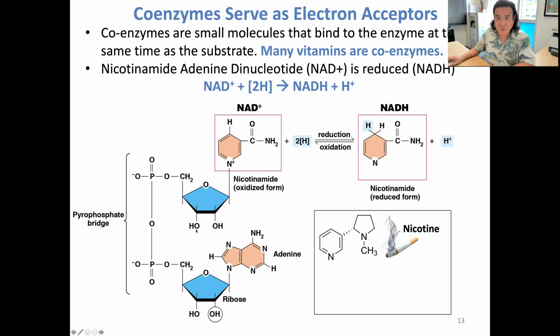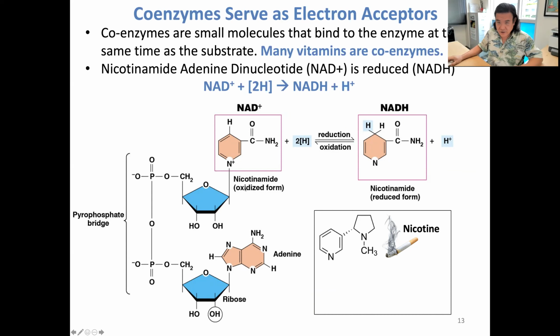So coenzymes are small molecules that bind to an enzyme at the same time as a substrate, and they serve as where the electrons that are taken off of the substrate can be dumped so that the enzyme then lets go of both things and that enzyme is free to work on another substrate. It's not burdened by the two electrons that it took off. Here's an example.